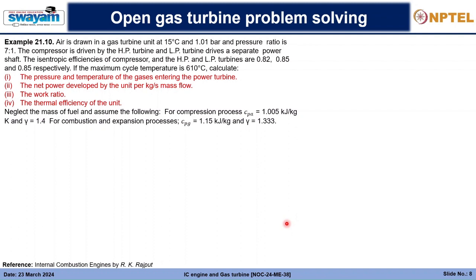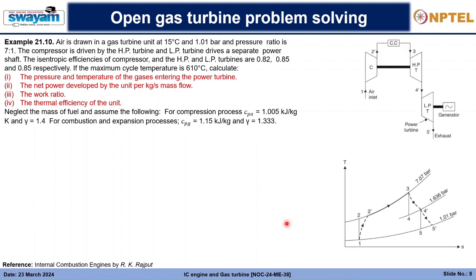Okay, let us start solving this question. This is how the power plant will look. The high pressure turbine is responsible only for giving power input to the compressor, and the exhaust coming out of the high pressure turbine drives the low pressure turbine, which is responsible for the net work output. This is the TS diagram, and we will start solving. First, we will solve for the pressure and temperature of the gases entering the power turbine, that is P4 dash and T4 dash.